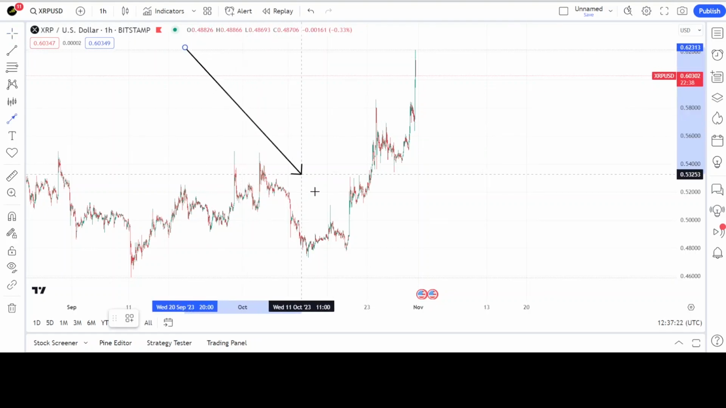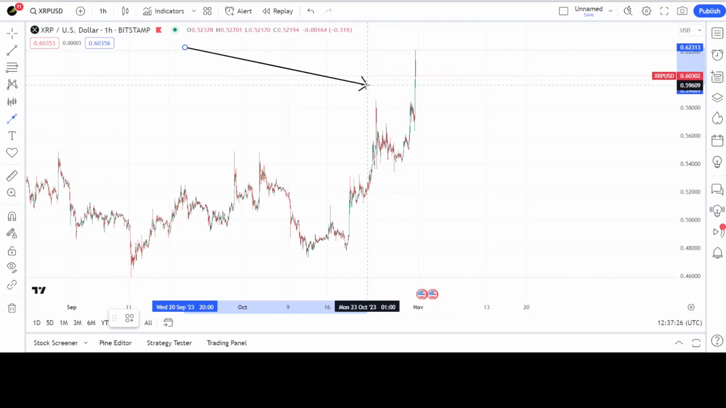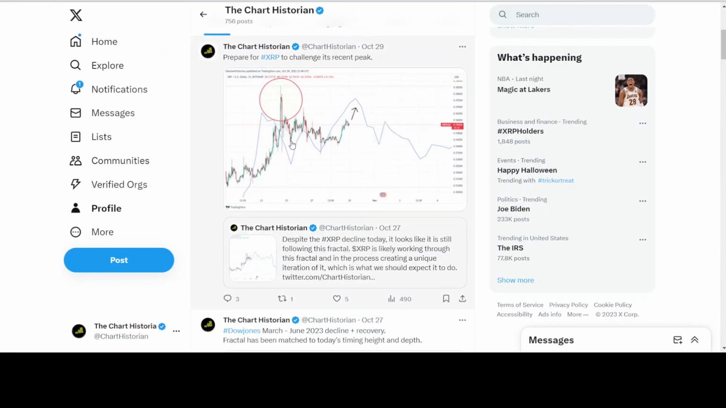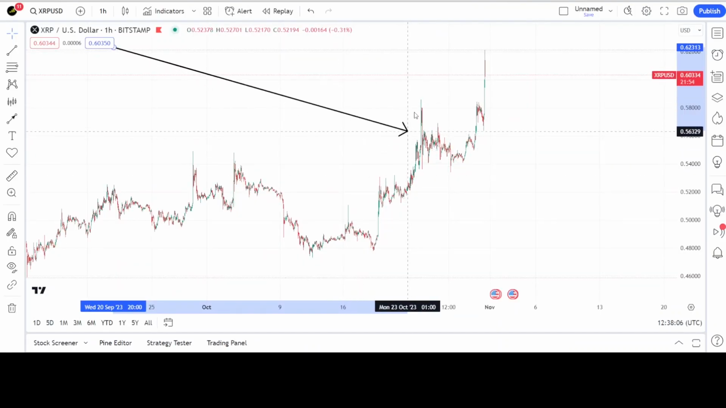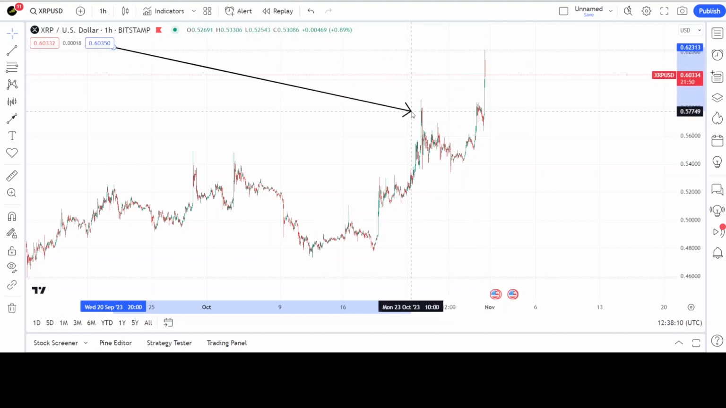Well, folks, we can see that XRP is on the move once again, moving up. It's very nice to see. So if we jump to X over here, over the weekend on Sunday, I posted, prepare for XRP to challenge its recent peak. I circled the recent peak, and I have this fractal showing what XRP could do. Well, lo and behold, it has challenged this recent peak over here, and now it's continued to move higher.